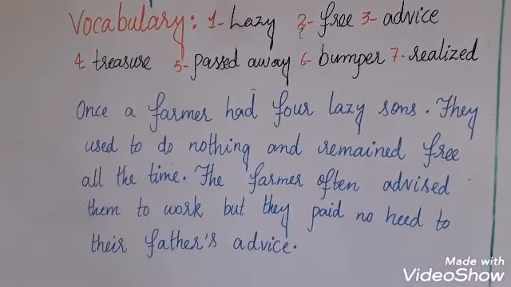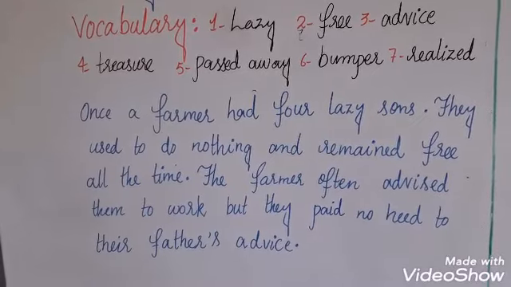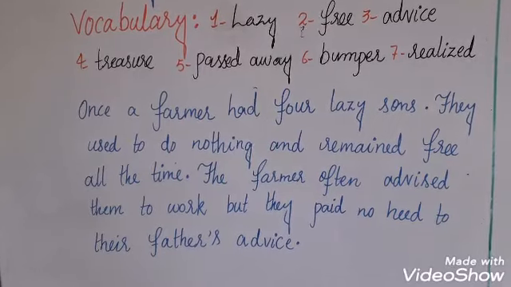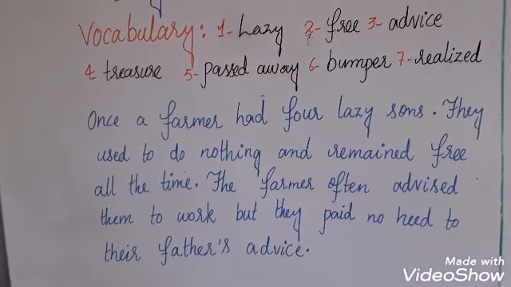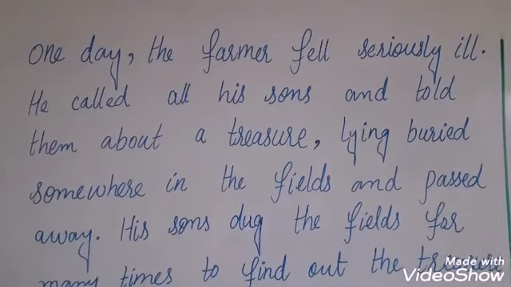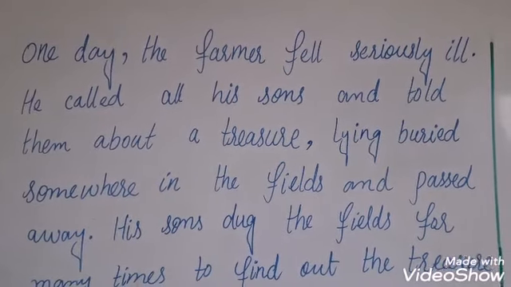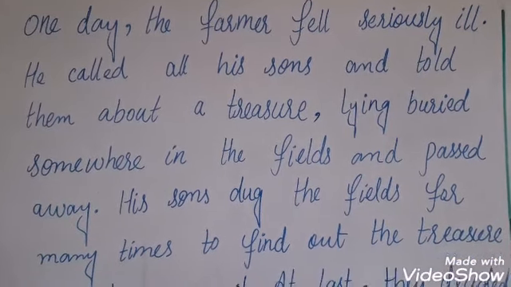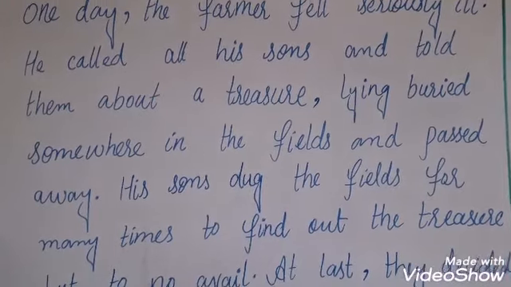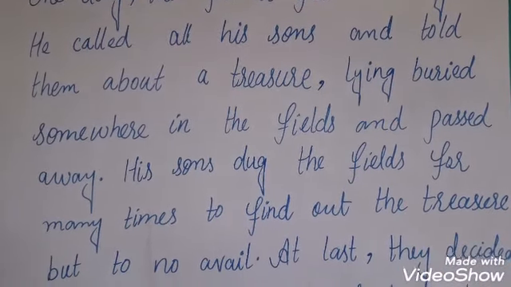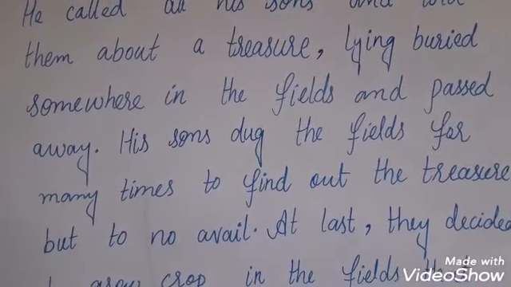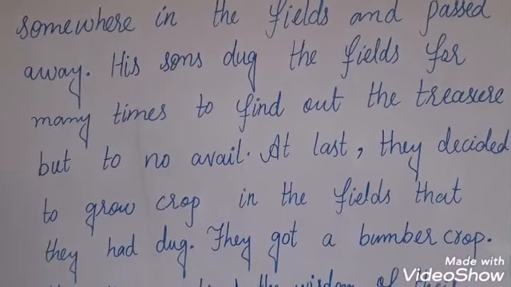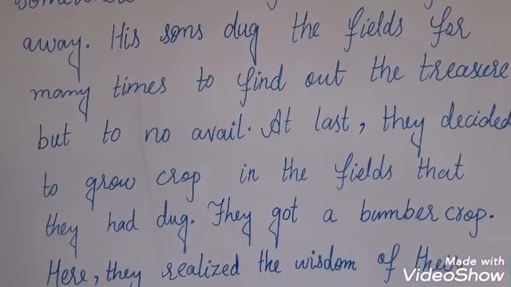Once a farmer had 4 lazy sons. They used to do nothing and remained free all the time. The farmer often advised them to work, but they paid no heed to their father's advice. One day, the farmer fell seriously ill. He called all his sons and told them about a treasure lying buried somewhere in the fields and passed away. His sons dug the fields many times to find the treasure, but to no avail. At last, they decided to grow crops in the fields that they had dug.